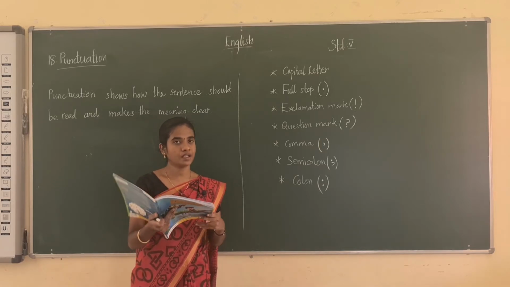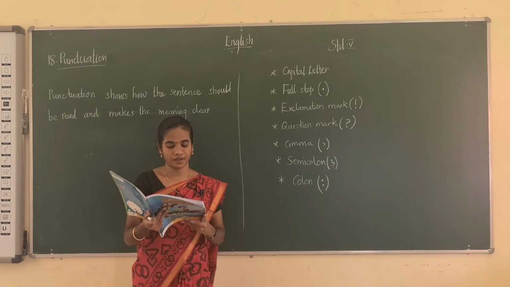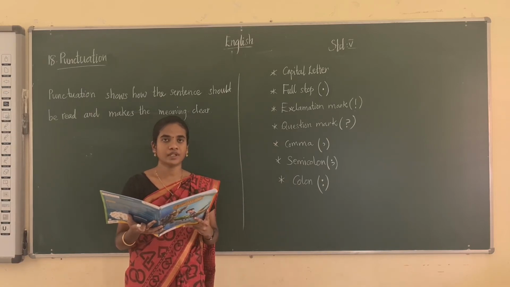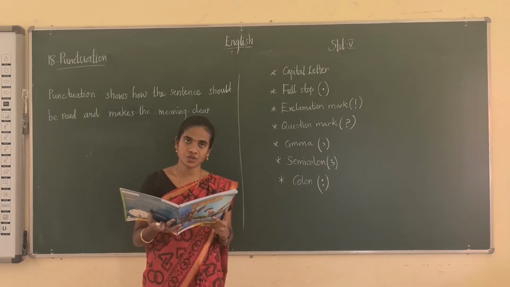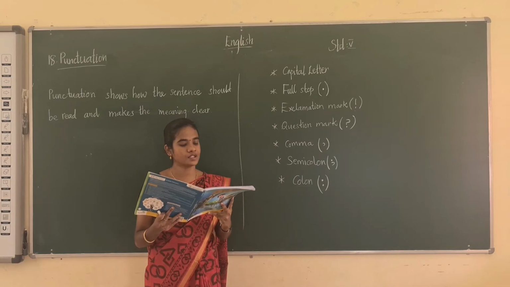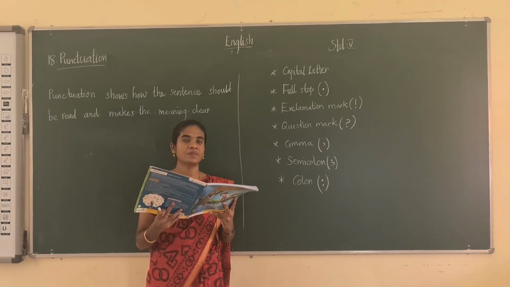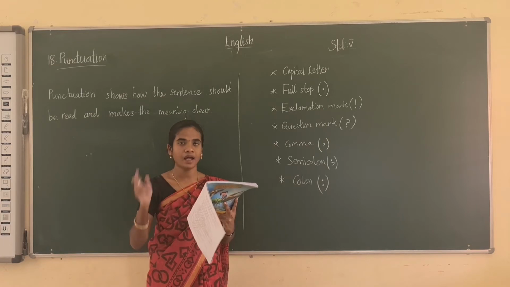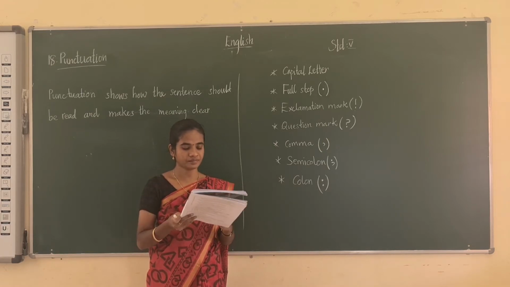First one is what? It is the capital letter. A capital letter is used to begin a sentence. We all know that for beginning a sentence we have to use a capital letter. For example, he is studying for his test tomorrow. Here, he comes at the beginning, so you have to put a capital letter: H is the capital letter.